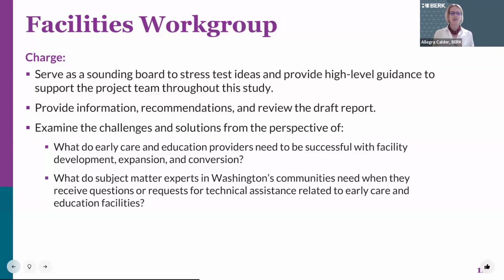We're really looking to explore challenges and solutions from the perspective of what do providers need to be successful with facilities, and what do the subject matter experts out in the community need when they're getting questions related to technical assistance. How do we improve the quality of that and make sure there's good communication in both directions?